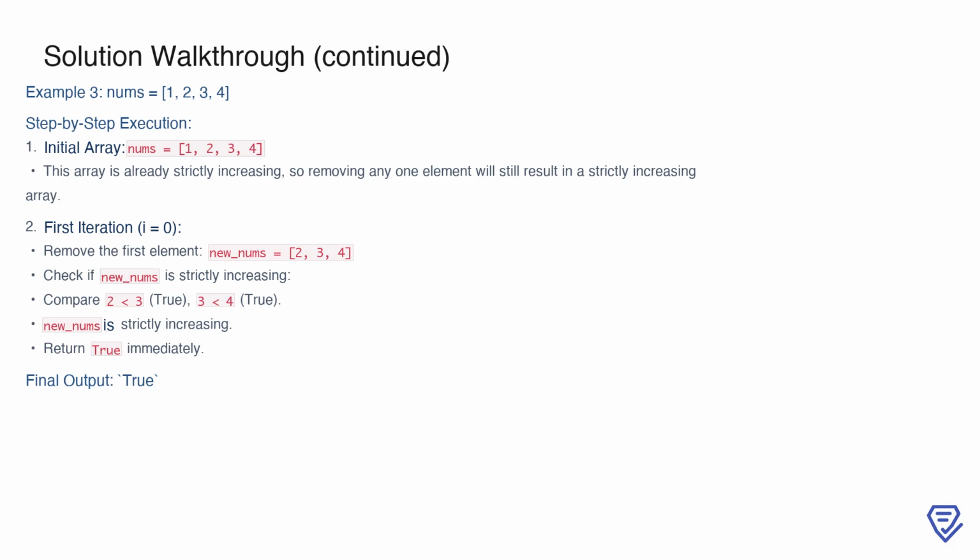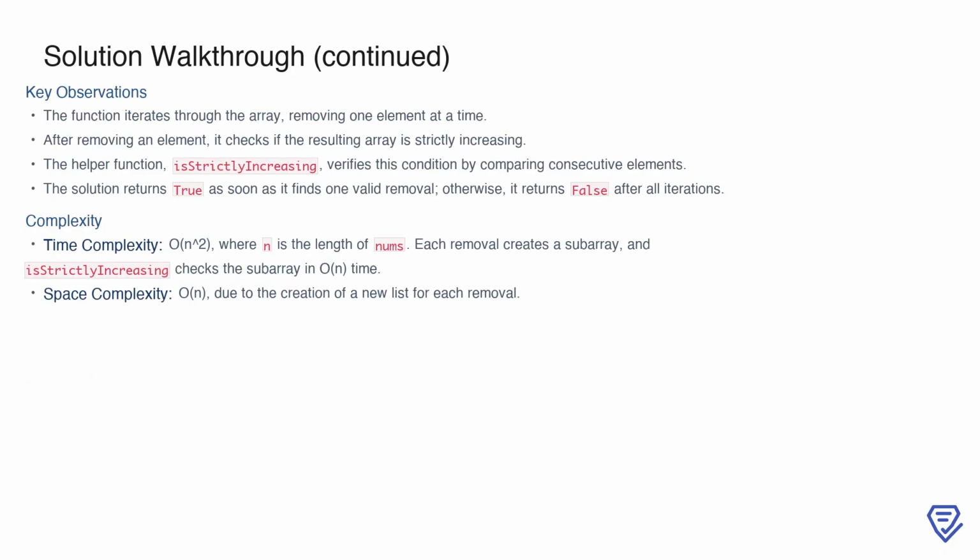Checking this array, 2 is less than 3, and 3 is less than 4, so it satisfies the condition. As we've already determined that removing one element can maintain the strictly increasing property, we immediately return true as the output. The key idea behind this solution is to iterate through the array, removing one element at a time, and checking if the remaining array is strictly increasing.